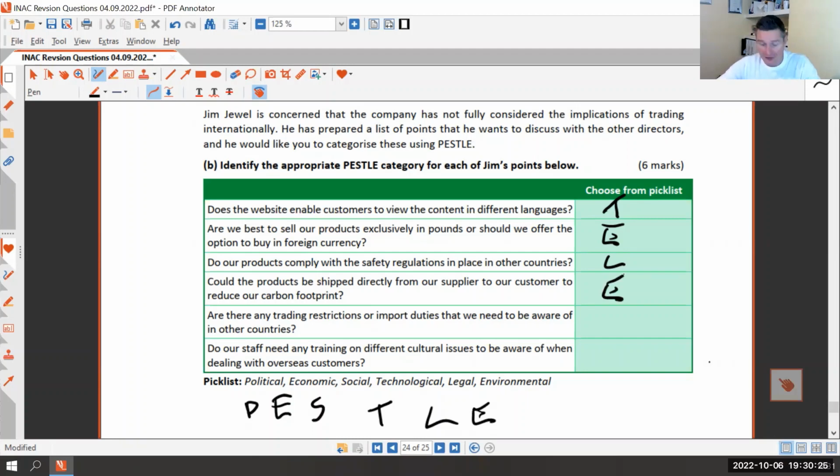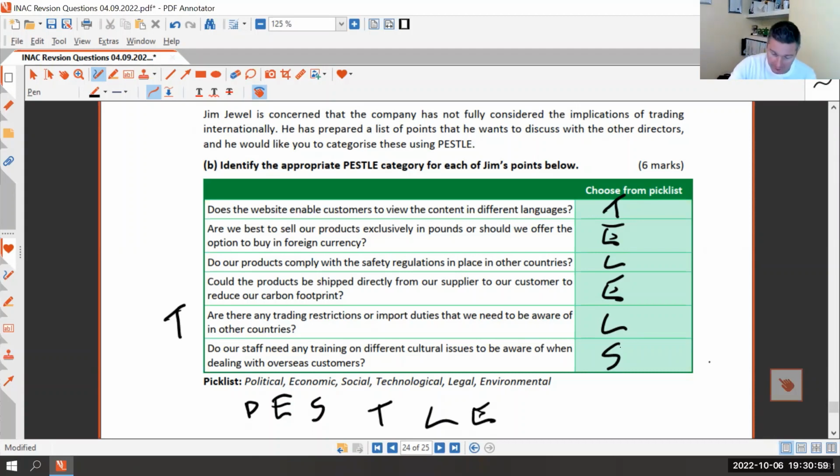And we're running out of options here. Are there any trading restrictions or import duties that we'll need to be aware of in other countries? Yeah, legal. And then the last one, do our staff need any training on cultural issues to be aware of when dealing with customers overseas? Social. Yeah. That one there, I would say, if we had done it for our SWOT, would be a really good threat.